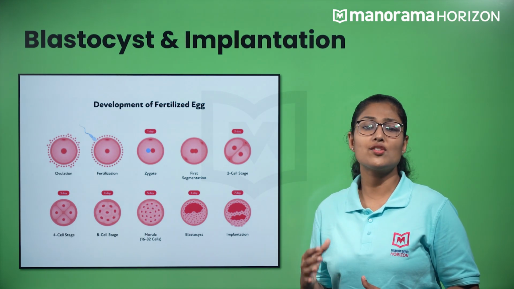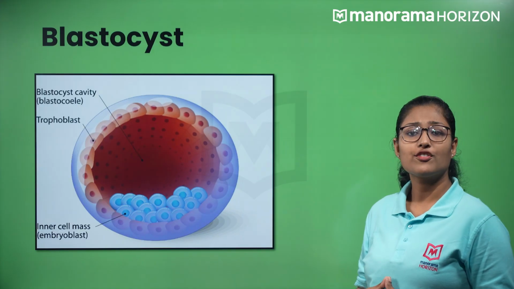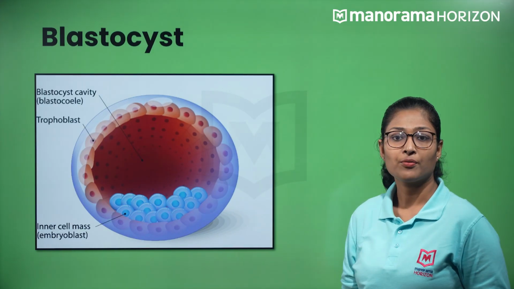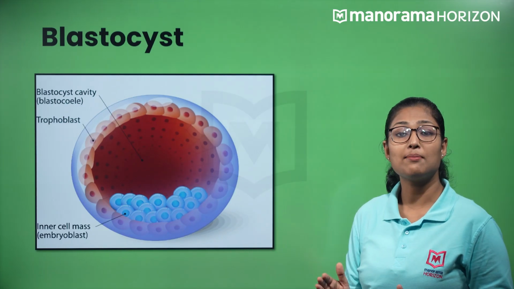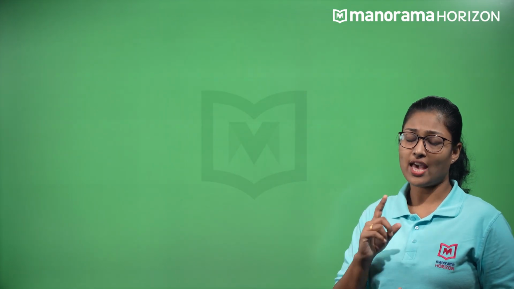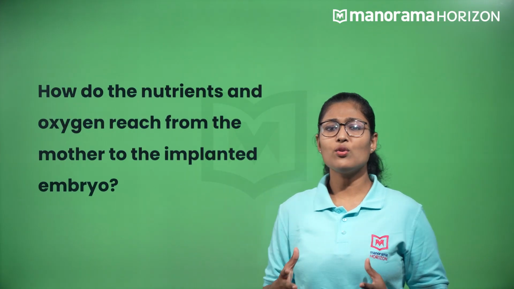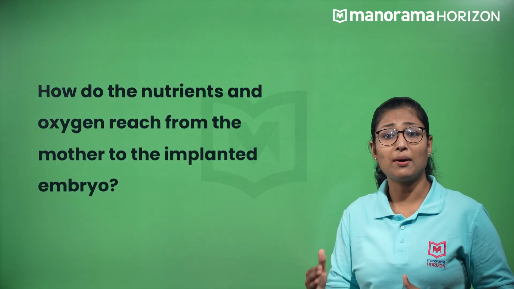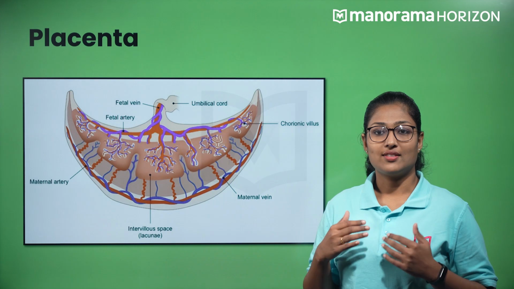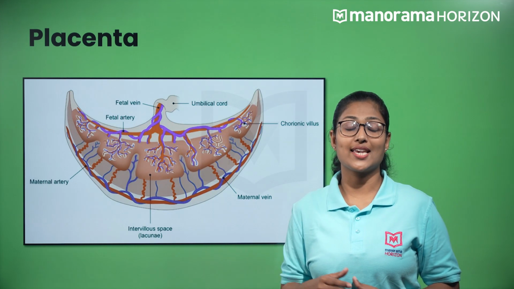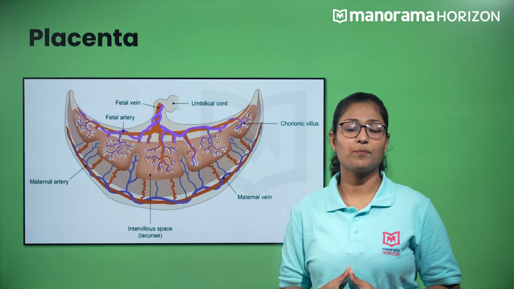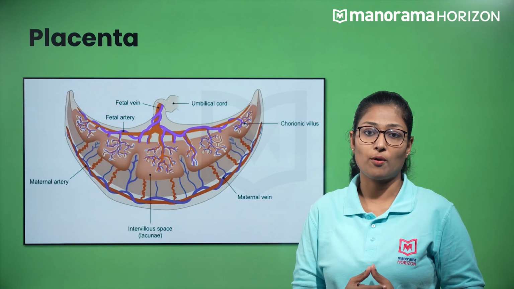So let's now check the structure of a blastocyst. The outer layer of the blastocyst is called the trophoblast, while the inner group of cells formed by the inner cell mass is called the inner cell mass or the embryoblast. So I have a doubt here. The implanted blastocyst must acquire the nutrients and oxygen for development. But how do the nutrients and oxygen reach the implanted embryo from the mother? The answer is a placenta, which begins to develop in the 2nd week of pregnancy and is well formed by the 3rd week. So let's discuss how the placenta is formed.